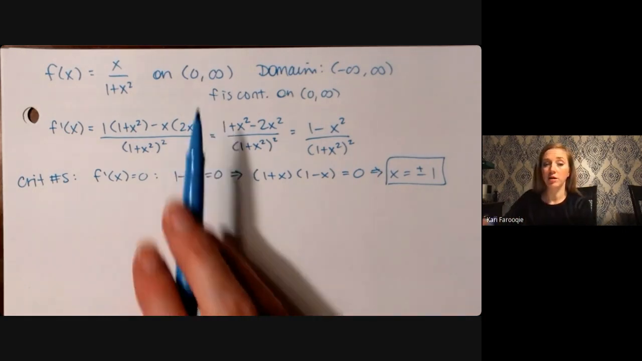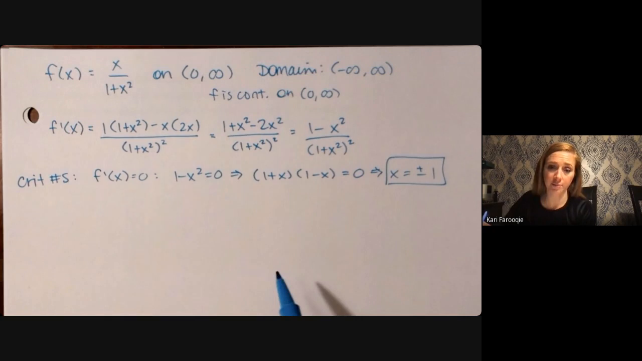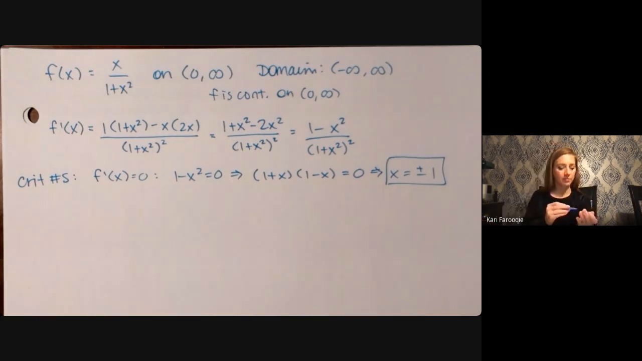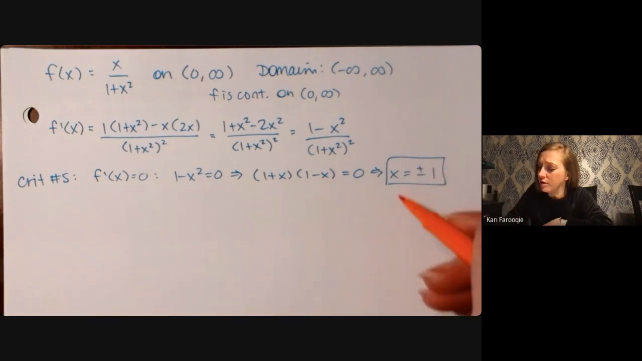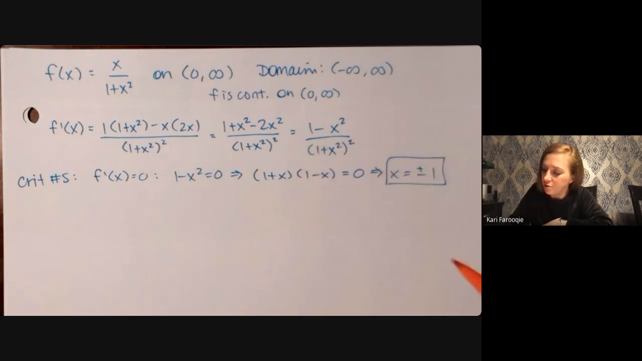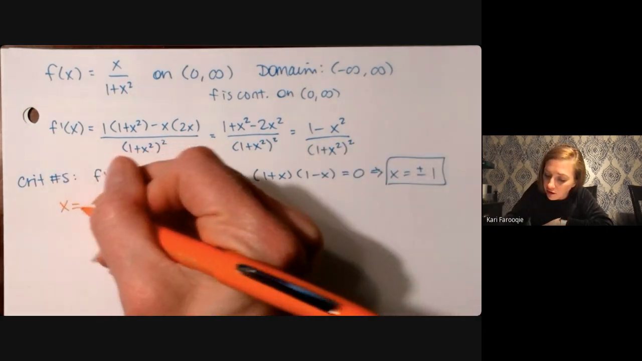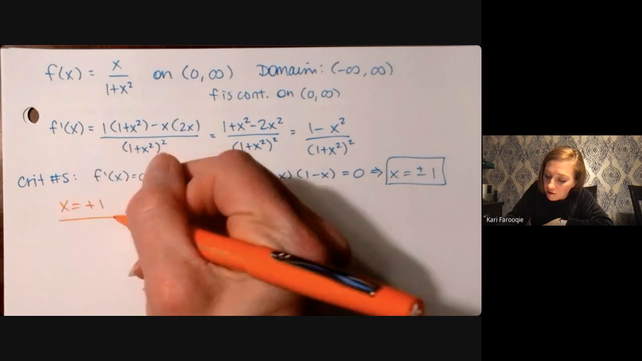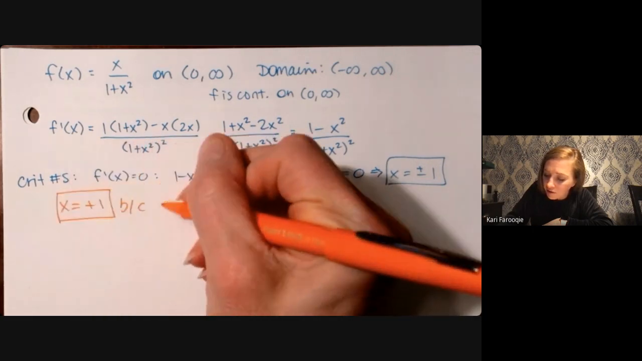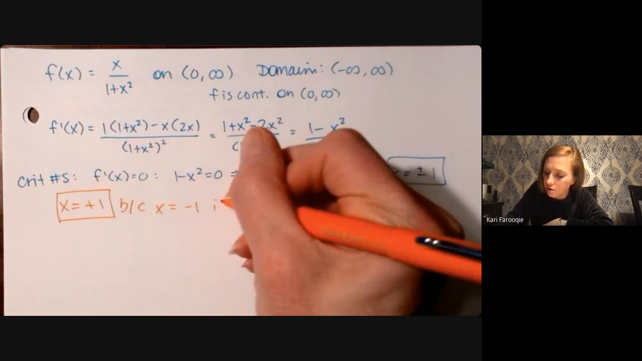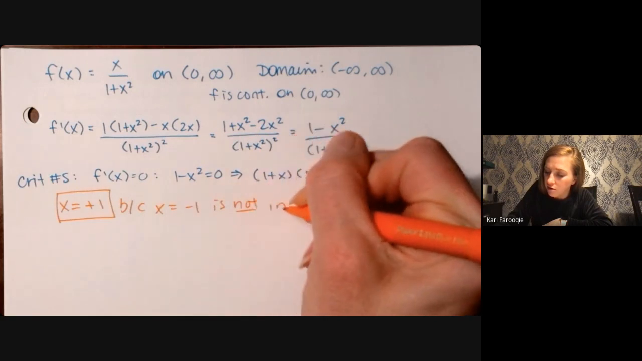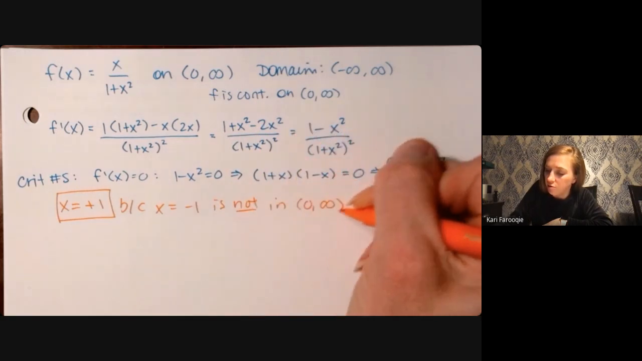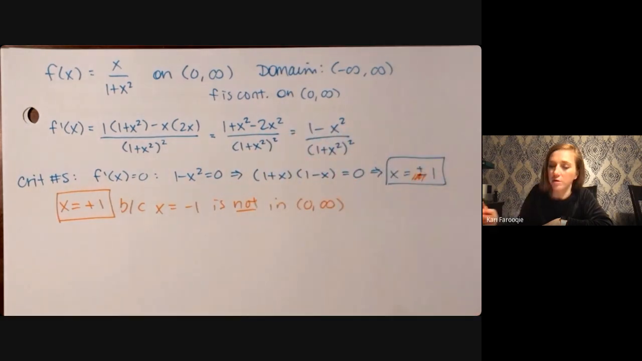Now, I shouldn't have put a box around that so quickly because I'm already having regrets. I gave you a domain from 0 to infinity. And then I told you that -1 could possibly be a critical number. It was a lie, not intentionally. It can't be -1. So I must say the critical number can only be x equals positive 1, because x equals -1 is not in the interval from 0 to infinity. So get rid of that.